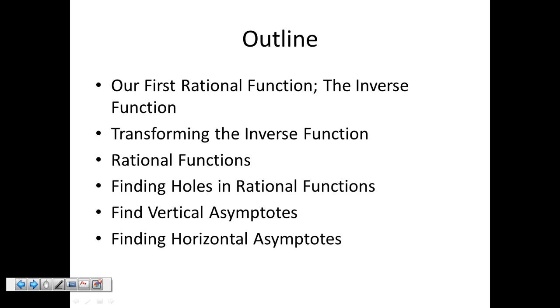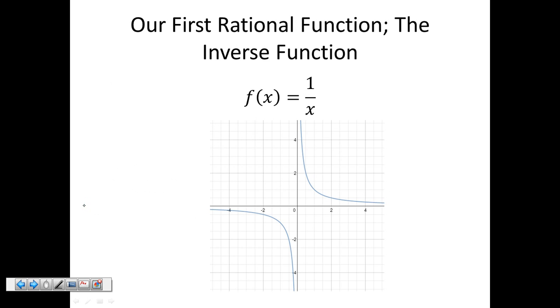Then we're going to look at how to transform the inverse function. And then we'll move on to more generic rational functions as a whole. How to find the holes in those rational functions, how to find the vertical asymptotes of those rational functions, and how to find the horizontal asymptotes of those rational functions. Now here is our first rational function that we're going to look at, the inverse function. It's f of x equals 1 over x.